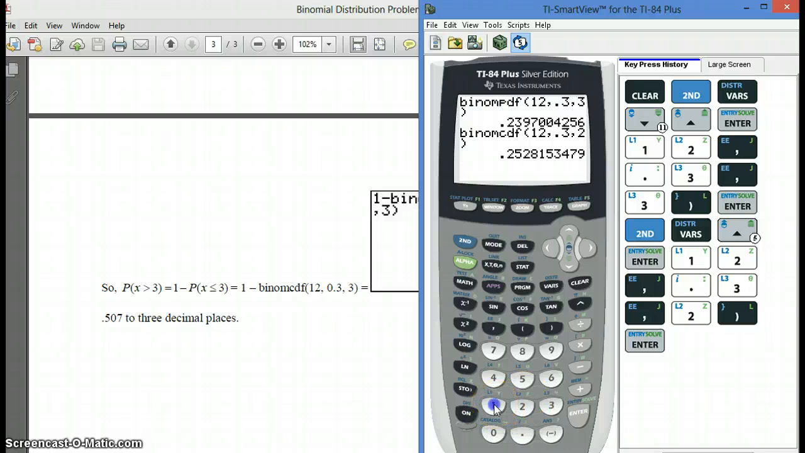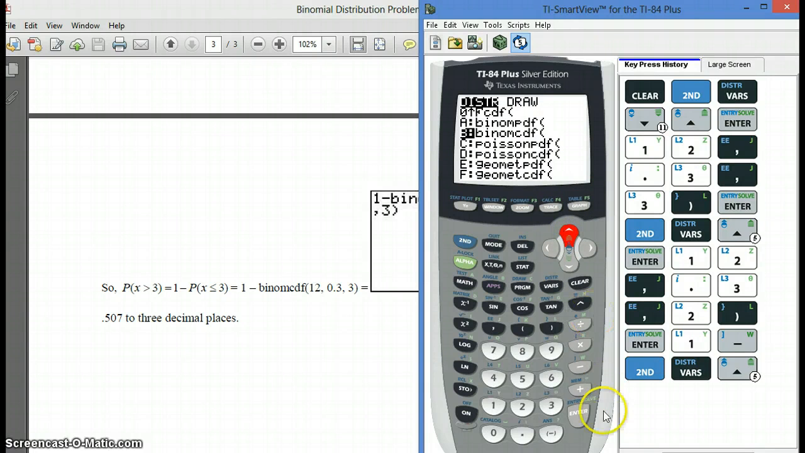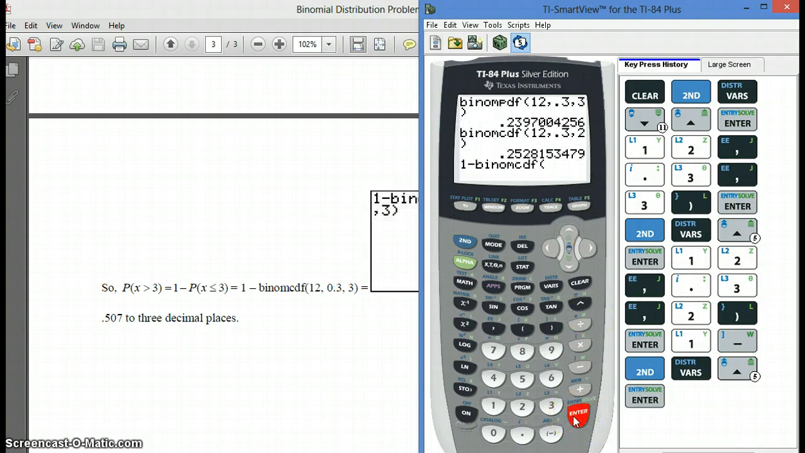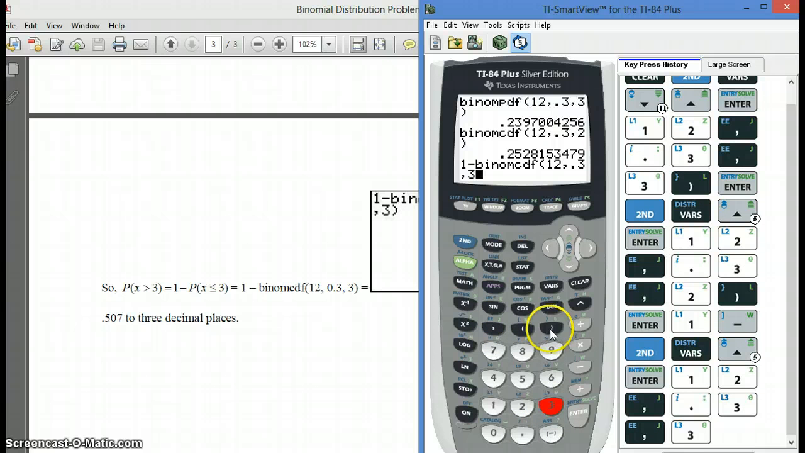So I'm going to do 1 minus, I'm going to now call up binom CDF. So I'm going to do second vars. I'm going back up through my list to select CDF. Then I'm going to do 12, comma, 0.3, comma, 3. So I'm taking the complement, I'm using the complements rule.